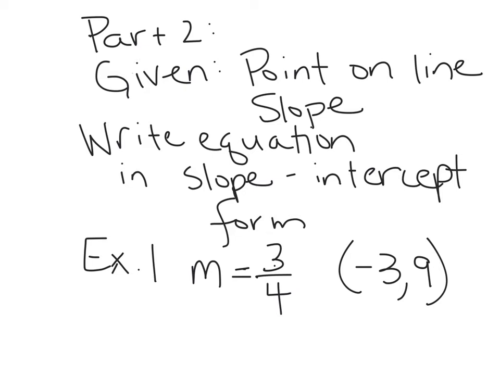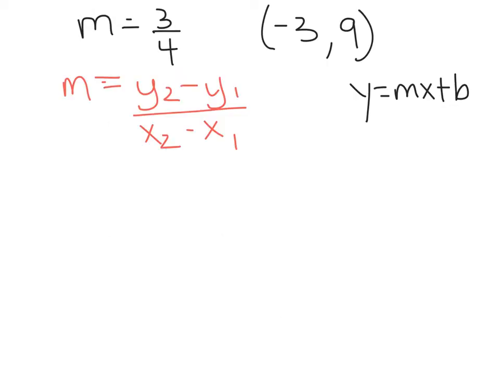So my first example that I'm going to show you is m is 3/4 and the point that the line goes through is -3, 9. And we again have to find the equation of the line in slope-intercept form. So the way we start these problems is we don't actually start with the slope-intercept form, y equals mx plus b. We actually start with the slope formula.